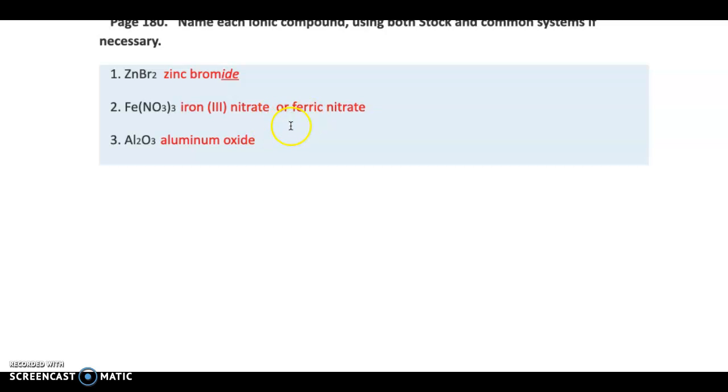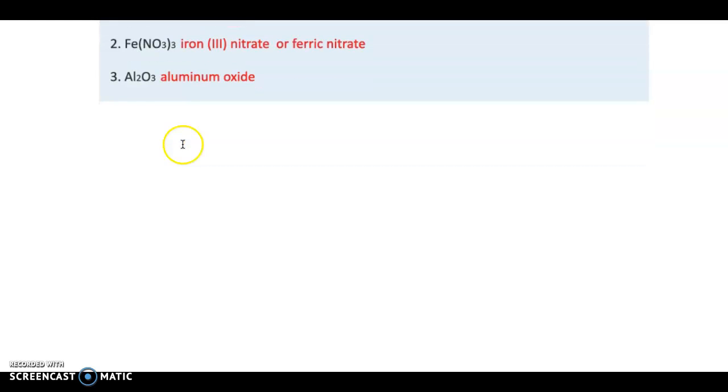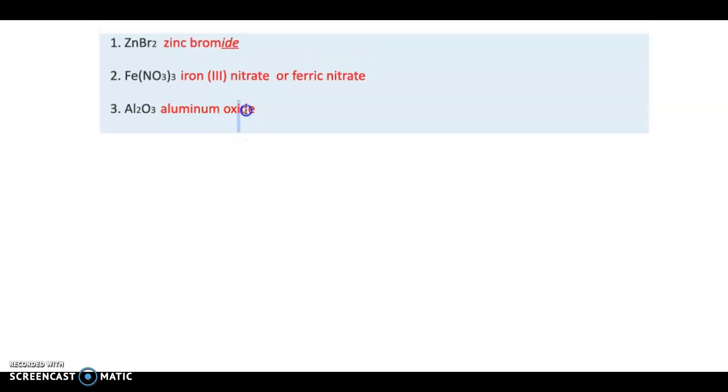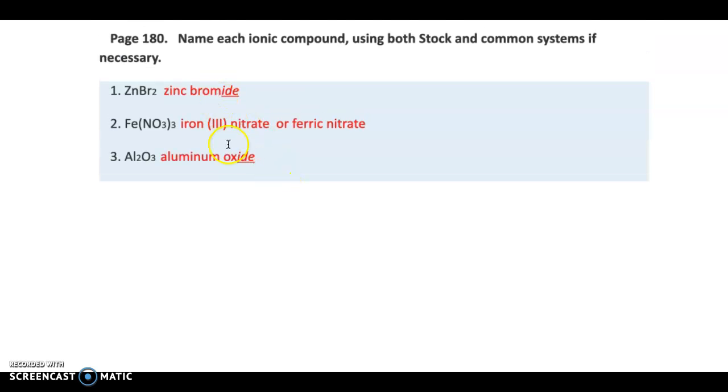Common system is ferric nitrate. So iron that has a charge of +3 also can be called ferric. Iron that has a charge of +2 is called ferrous. Next one, this is easy. Aluminum oxide. Anything with oxygen, you change to ide. Not oxygenide, but oxide, like bromide, remember?